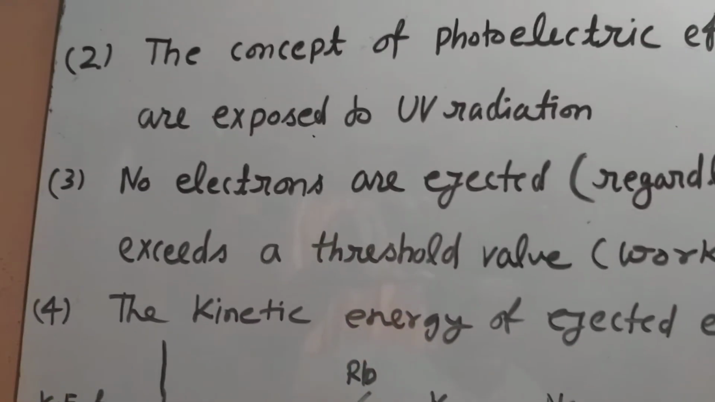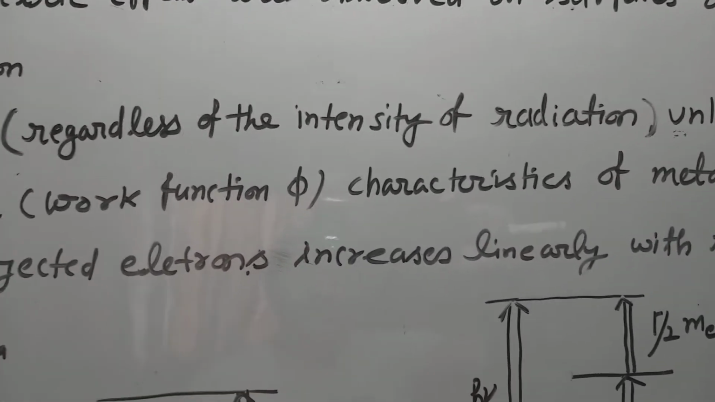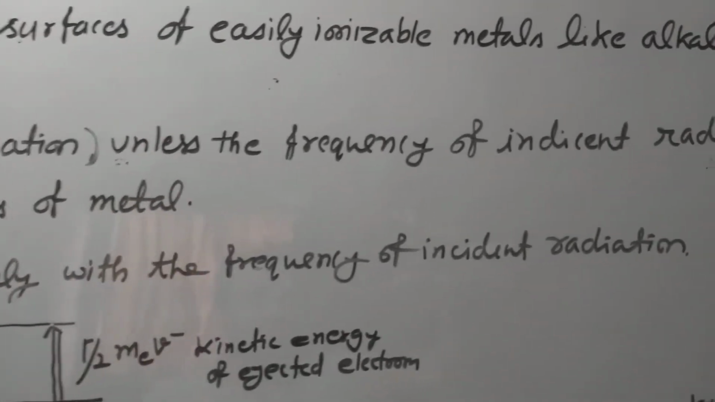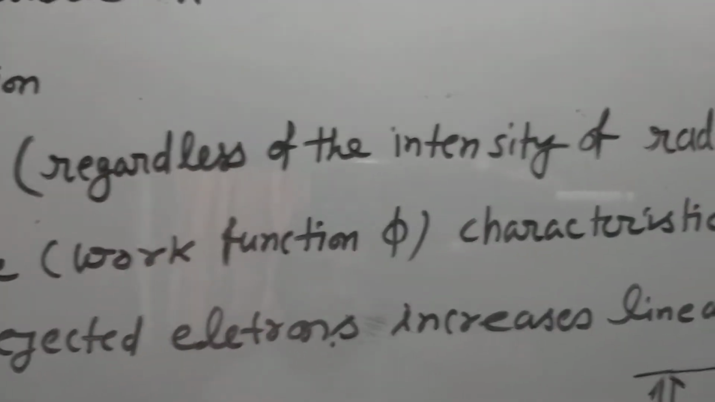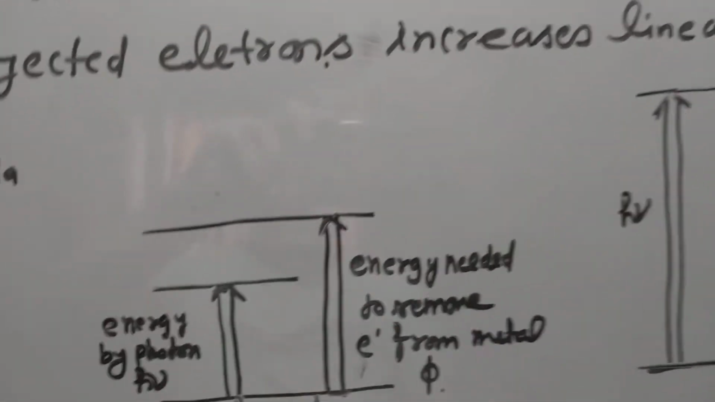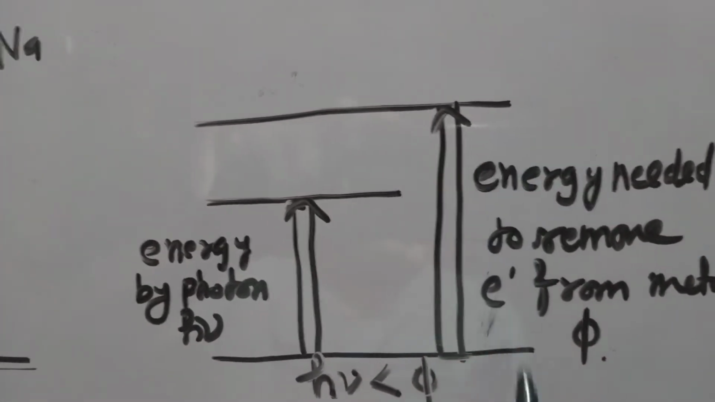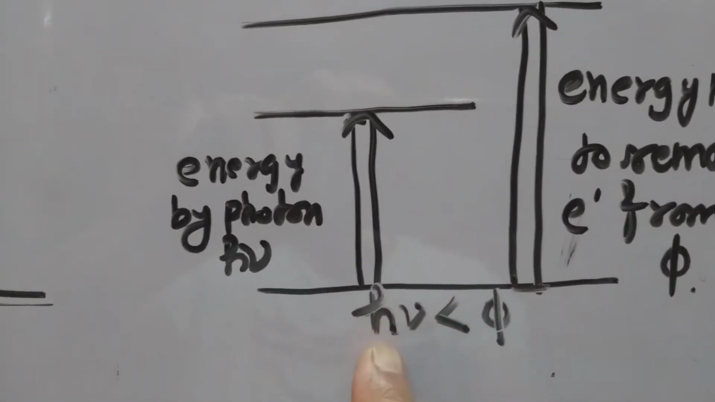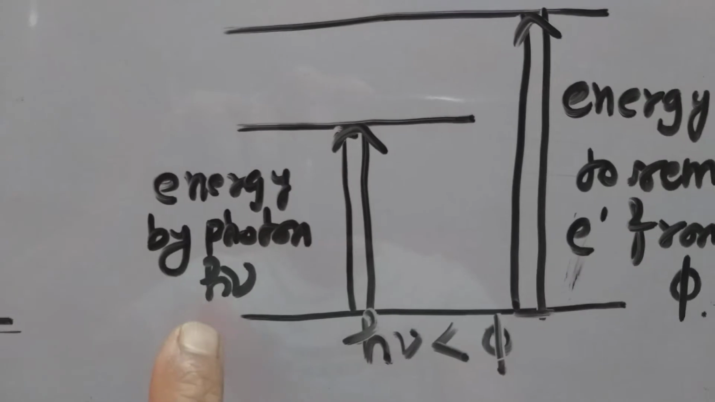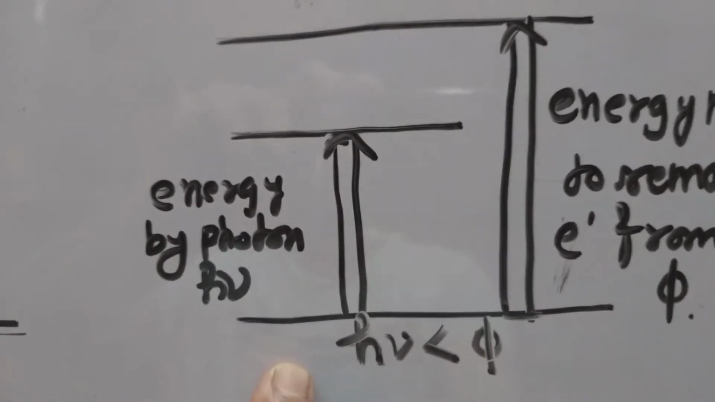It has been observed that no electron can be ejected, regardless of the intensity of radiation, unless the frequency of the incident radiation exceeds a threshold value. This is also known as the work function, and it is characteristic of a metal. We can see here a picture where the work function for a metal is given, and this is the energy supplied by the incident photon. Here it is clear that the energy supplied by the incident photon is less than the work function of the metal, hence no photoelectric effect is observed.